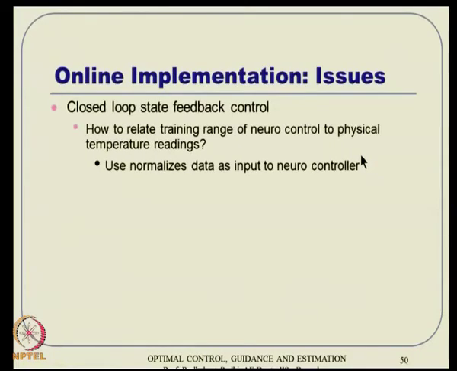Alright, so the implementation issues were several things. First thing is closed loop state feedback control. So, how to relate the training range of the neurocontrol to physical temperature readings actually. So, that was an issue. So, use normalized data as input to the neurocontrol. Okay, that was some sort of a solution that was proposed.